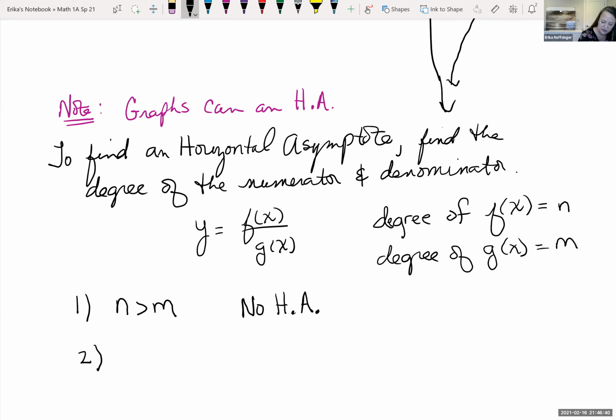If the degree of the denominator, m, is bigger than the degree of the numerator, n, that means that the denominator is blowing up faster than the numerator. And if you have a small number over something huge, that goes to 0. So there's a horizontal asymptote at the x-axis, where the equation of the line is y equals 0.